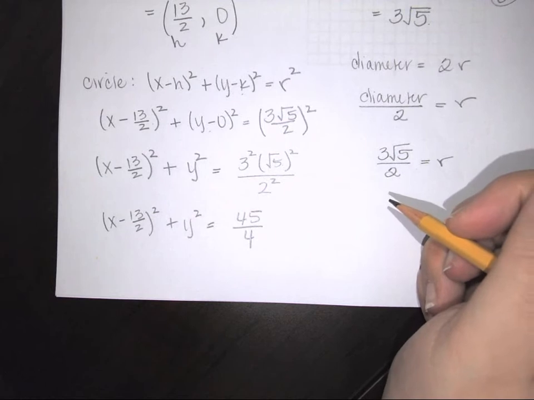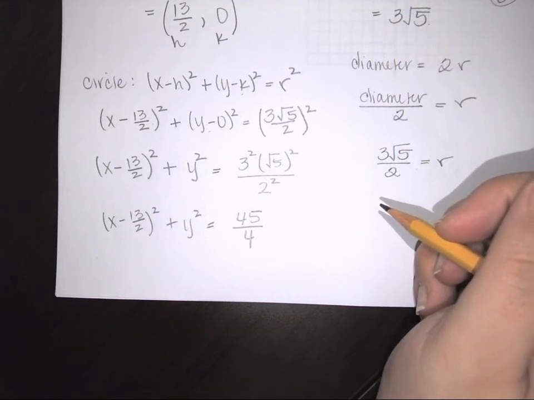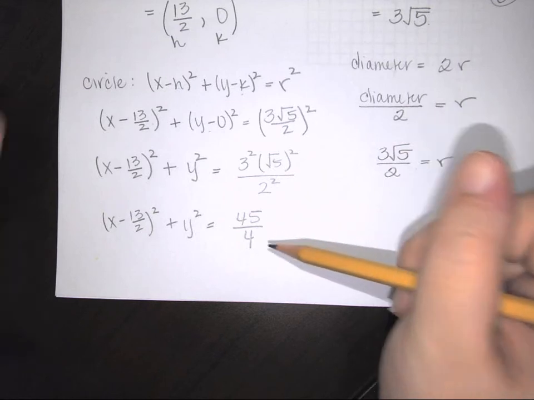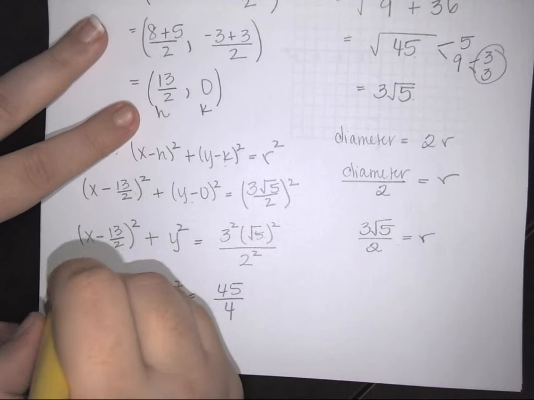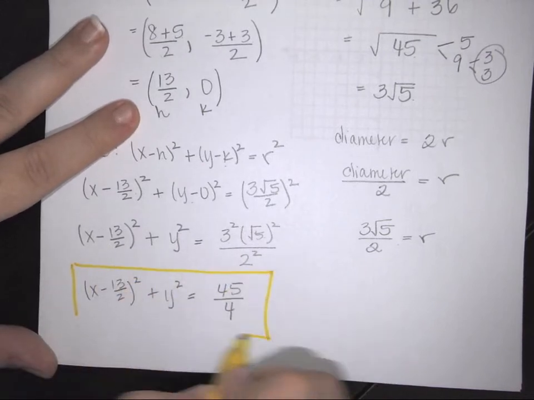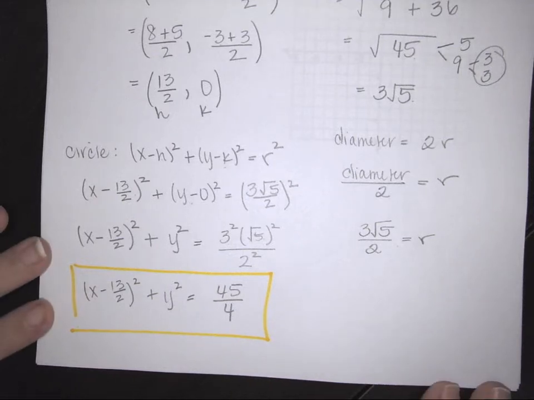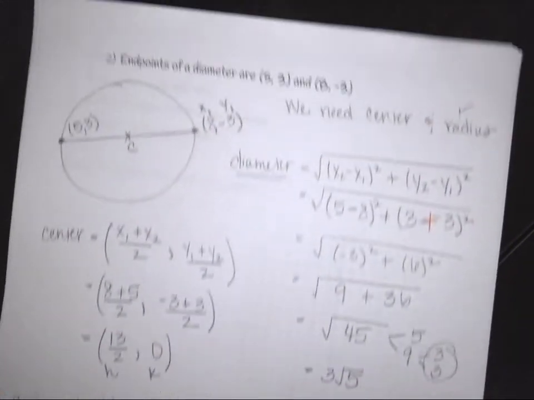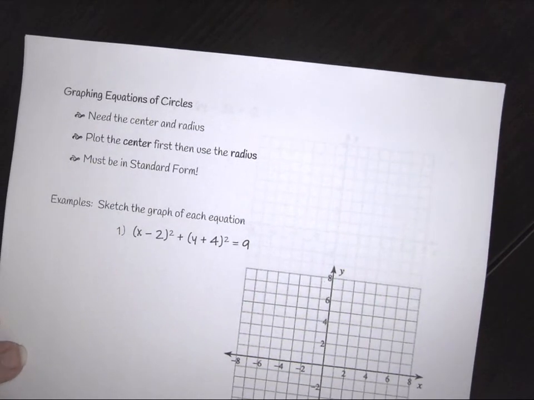And then you would ask yourself, does this reduce down nicely or not? And the answer would be no. Therefore, this is how you would leave it, and this would be the equation of your circle. Okay? So that was writing equations.